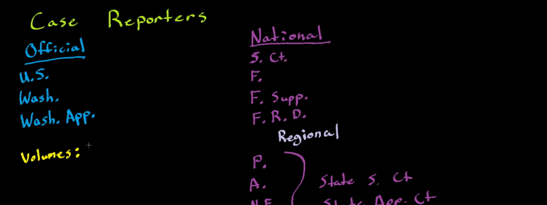And so, each reporter publishes volumes, and usually once they get to volume 999, they have to start over and create a new series. So after volume 999 of, for instance, the Pacific Reporter second series, then they would start over with the first volume of the Pacific Reporter third series.